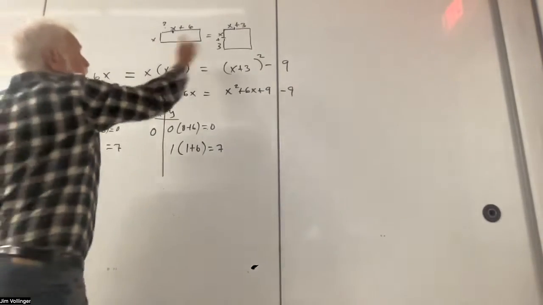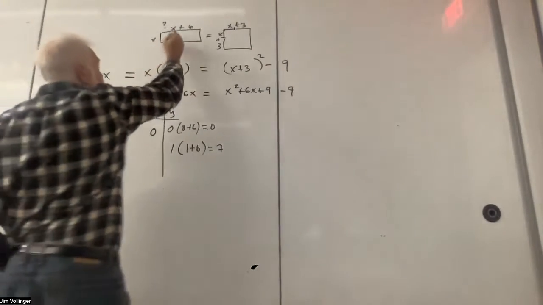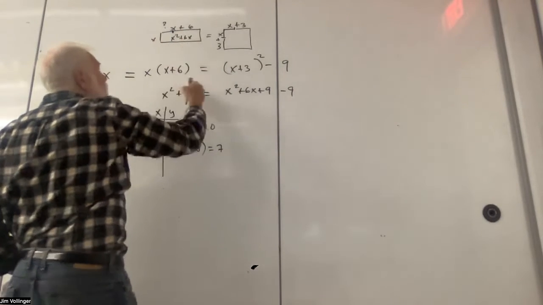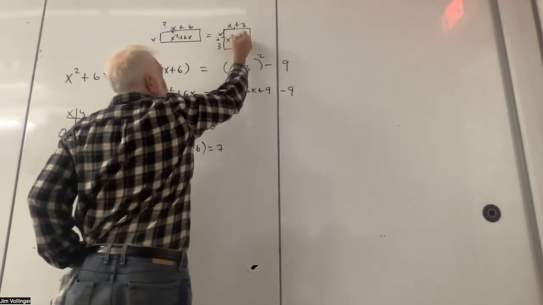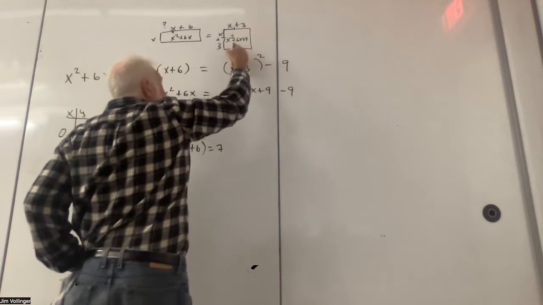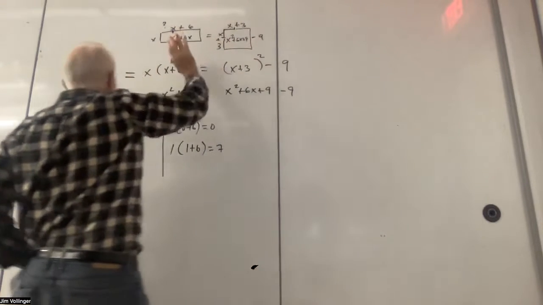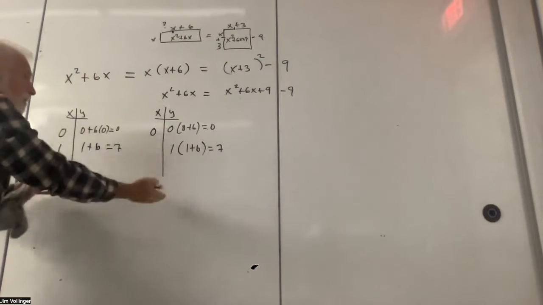And it actually has a nice little diagram here. So this was x squared plus 6x, so that's an area statement. This is x squared plus 6x plus 9. That's a new area statement. But if we get rid of that plus 9, then we have the same calculation.